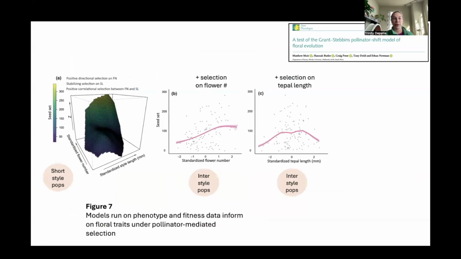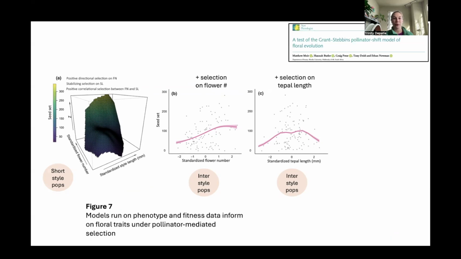Finally, we have figure 7, which is actually quantifying selection on the different ecotypes. So the colors here in this panel are determined by the number of seeds that are set by the plants in the short-styled populations. On each of the axes, we have the standardized flower number as well as the standardized style length. And we can see that there is positive directional selection on the flower number, as well as stabilizing selection on the style length. And then there's also correlational selection on flower number and style length. So that means that each of these traits, flower number and style length, are correlated with each other.